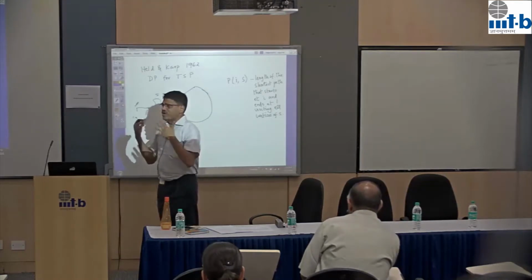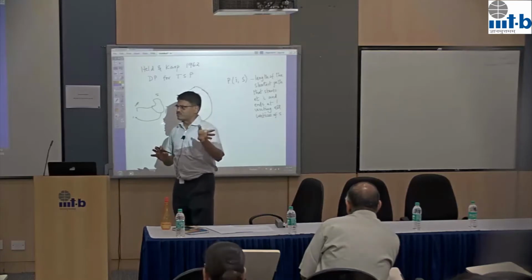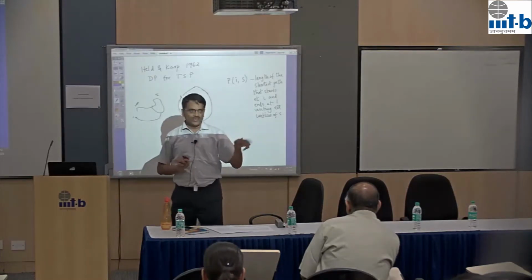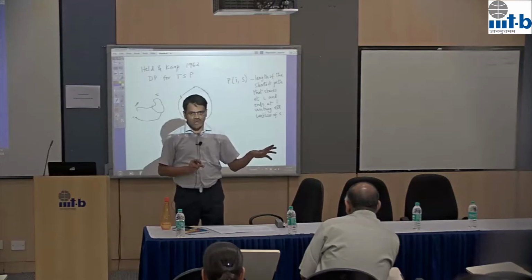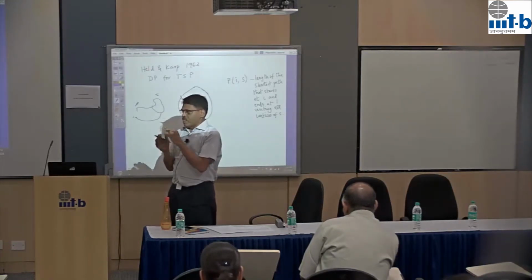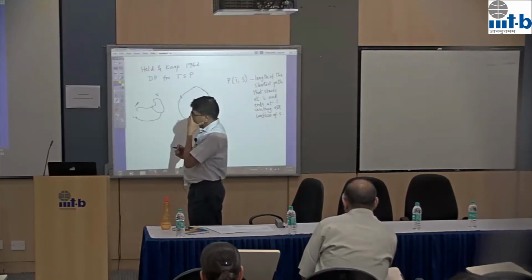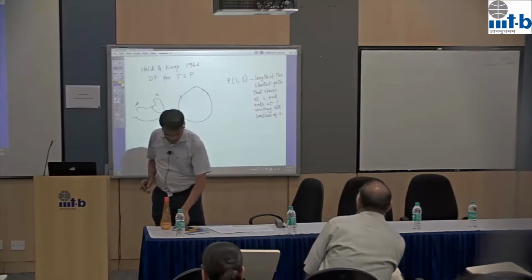So what is my goal? Somehow the Hamiltonian cycle problem is like a permutation problem. We're trying all possible permutations, that's what is leading me to n factorial. I want to translate that into some sort of a subset problem, because the number of subsets is 2 power n. Okay, so this is what they did.